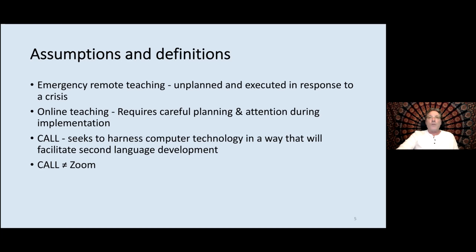And just to clarify, to my knowledge, none of my CALL colleagues advocate for a wholesale move to online teaching. Rather, we argue that language practitioners should be able to identify and implement those technologies and technology-mediated tasks that will best supplement good face-to-face teaching and even extramural language learning. And we should also acknowledge the obvious, that CALL is not equal to simply using Zoom.